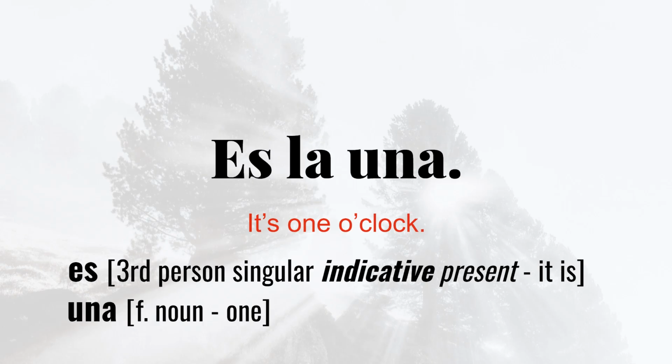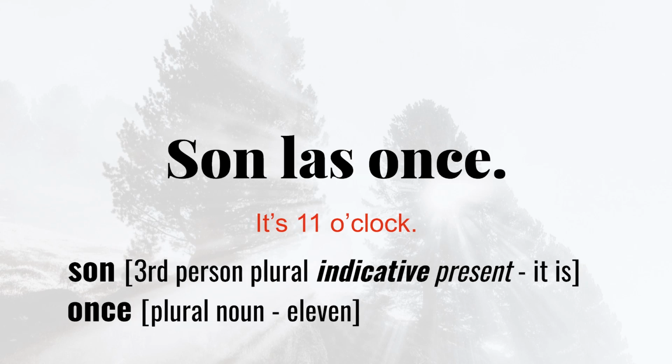Let's take a look at examples. Es la una means it's 1 o'clock or it's 1. Es is a third person singular indicative present, meaning it is. Una is a feminine noun, meaning 1. Son las 11, meaning it's 11 o'clock or it's 11. Son is a third person plural indicative present, meaning it is. Once is a plural noun, meaning 11.